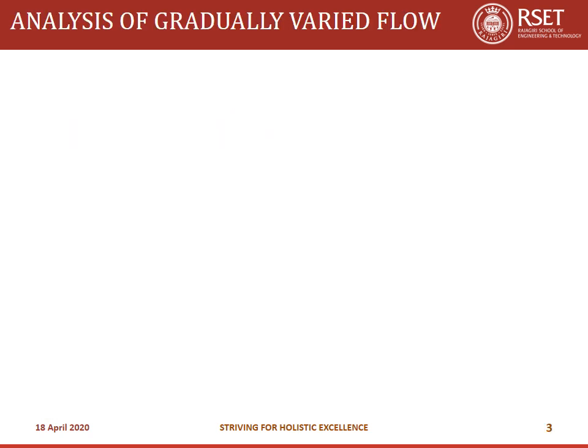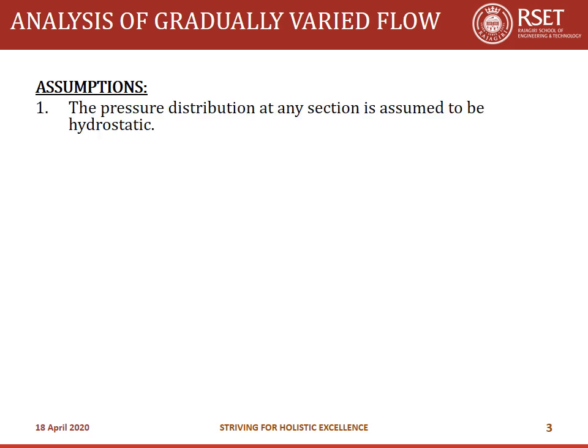Now we have to analyze gradually varied flow in order to get a mathematical expression for the same. So before we analyze gradually varied flow, we'll look at the assumptions of gradually varied flow. The first assumption is that the pressure distribution at any section is assumed to be hydrostatic. That is necessary for us to analyze.